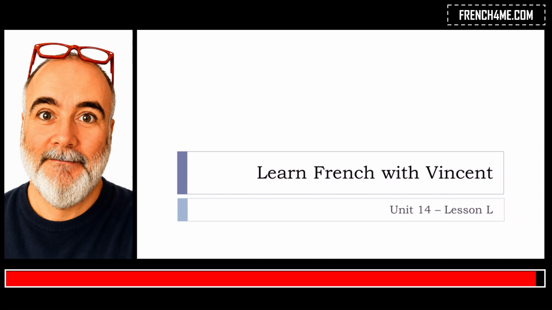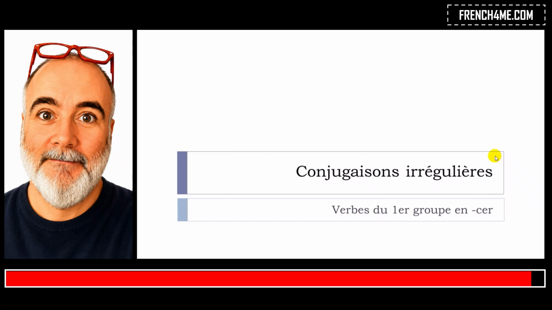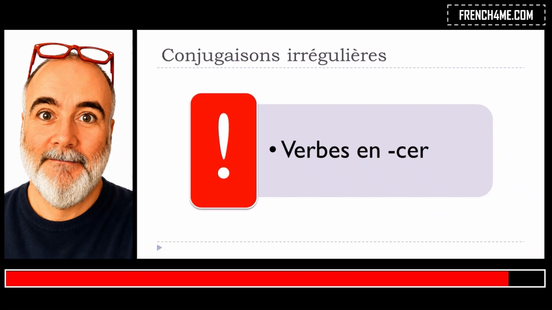This is Unité 14, leçon L, and in this lesson we'll see together les conjugaisons irrégulières, especially when we're talking about les verbes du premier groupe en CER. If you remember correctly, I told you that when we're talking about the first group of verbs ending with ER, we're talking about regular verbs, which is the case, but then we've got some subgroups, and the verbs in these groups will have to be slightly modified during conjugation for a good reason.